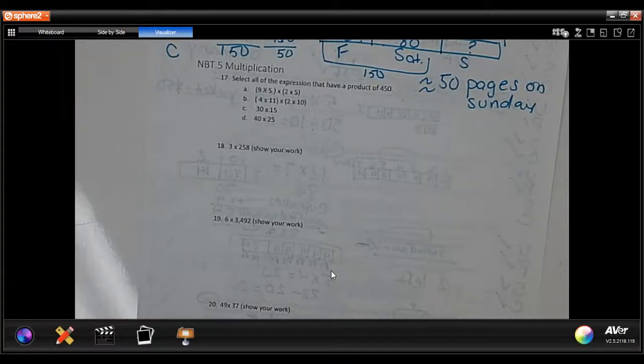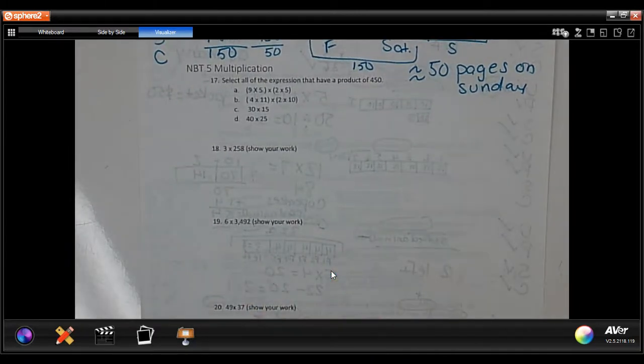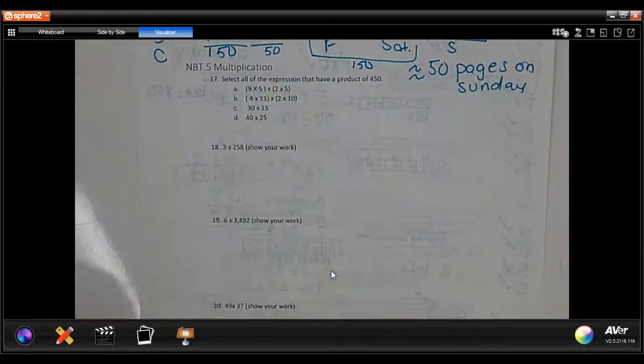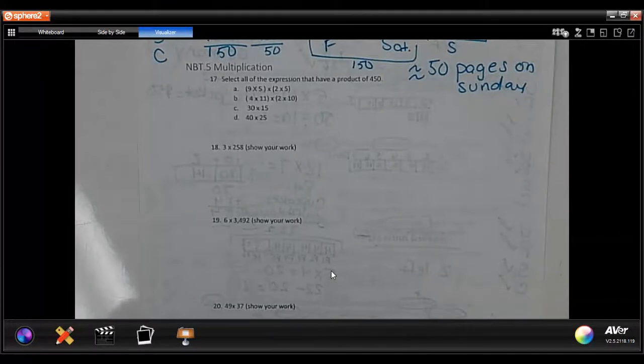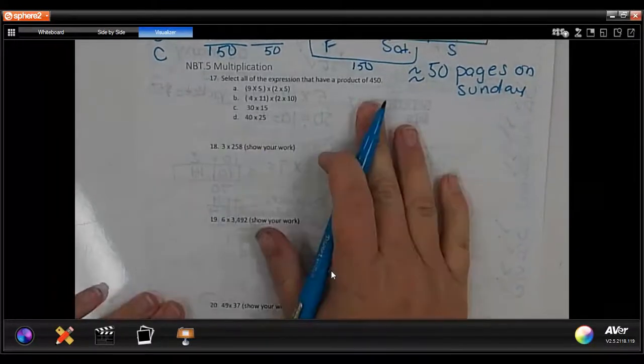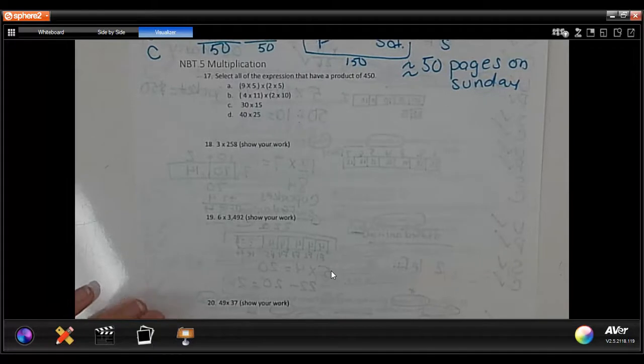The last section of our review sheet is NBT.5 multiplication. The first one says, in this section, select all of the expressions that have a product of 450. Remember, the word expression is an equation without an equal sign or an answer, and the word product means the answer to a multiplication problem. So I'm going to go through all of these in order to be able to find which ones are correct.